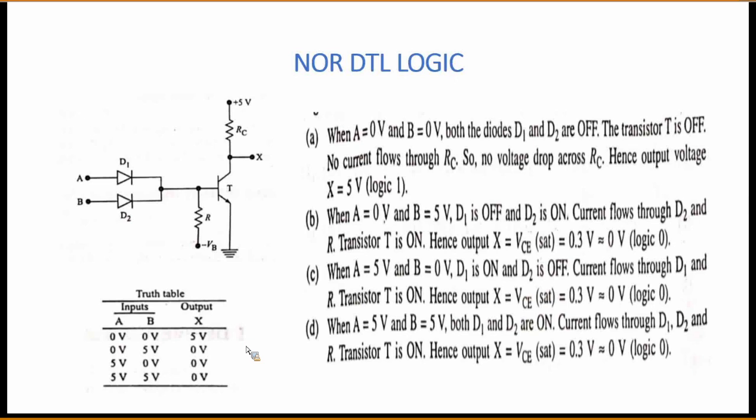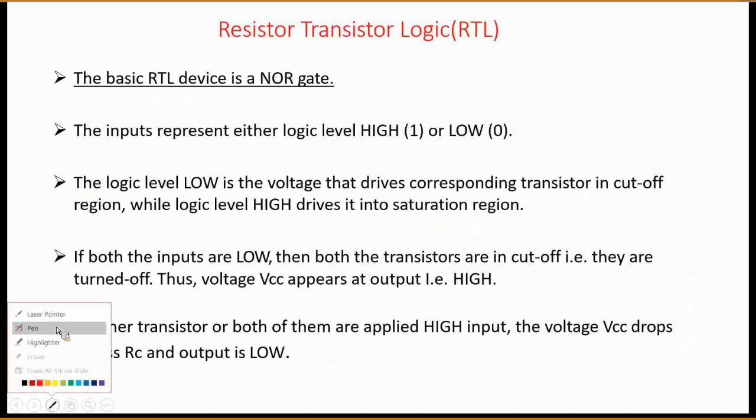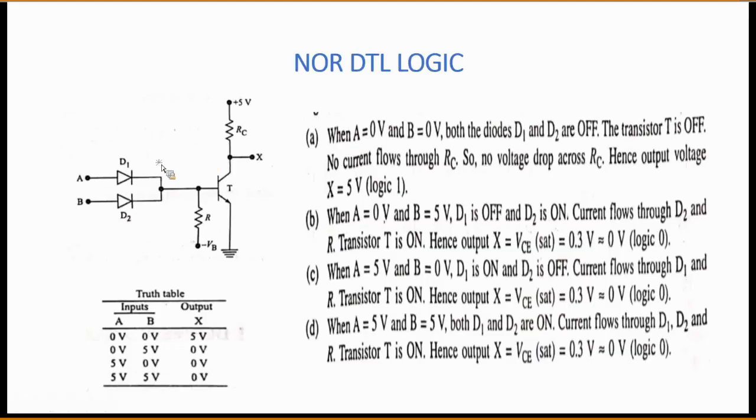NOR DTL. Same. This circuit is nothing but a NOR circuit, or rather an OR circuit, followed by a transistor switch. This is OR followed by NOT, that's all. Combination of both circuits means the transistor as a switch can also be called a NOT gate. So the combination of an OR circuit plus a NOT circuit is nothing but NOR.